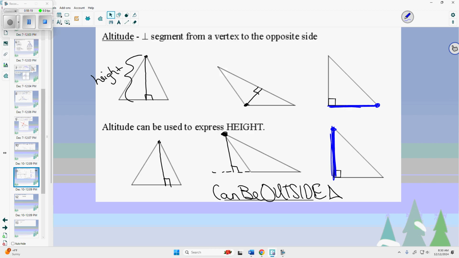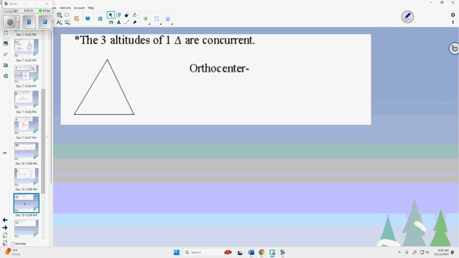All right, so your median and your altitude also have points of concurrency. What we're going to do in that next picture is draw the three in so you can see how you would have to mark when you have to draw all three in a triangle next week. The three altitudes of a triangle are concurrent at the orthocenter. The orthocenter is your point of concurrency.